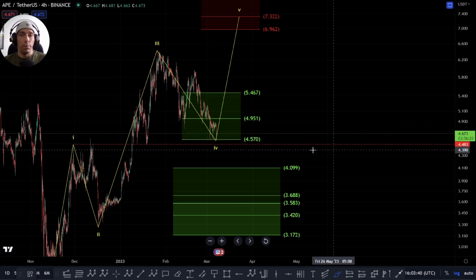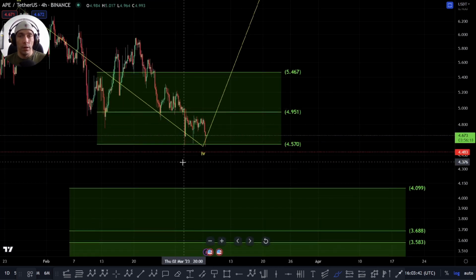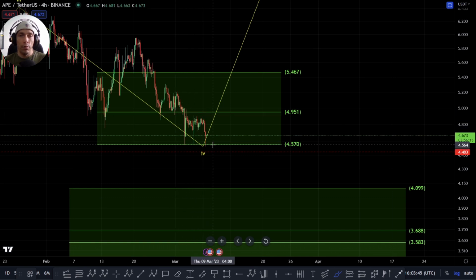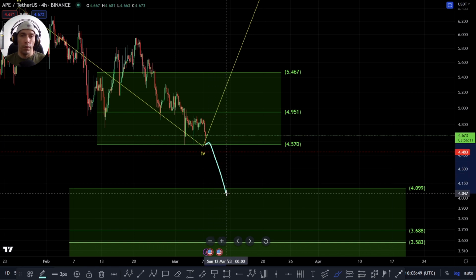We've come down to that 50%, which we have held here, and we've tested this zone 3 times already. It'll be interesting to see whether this holds or whether we actually start to break down deeper.